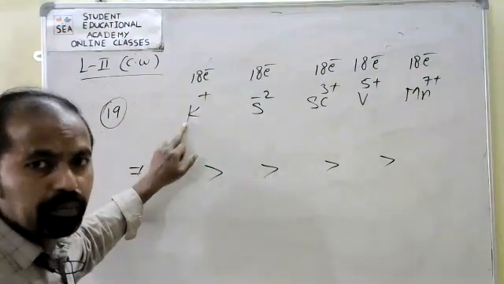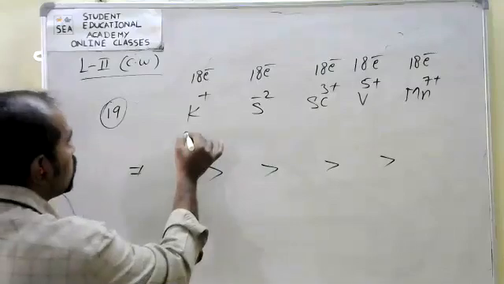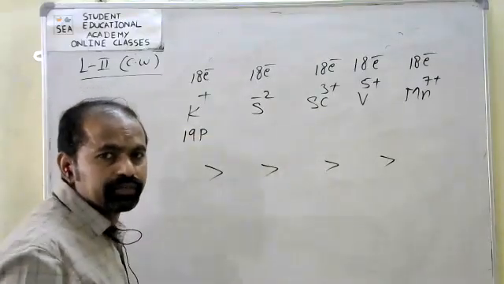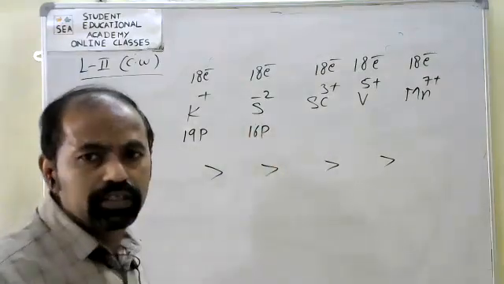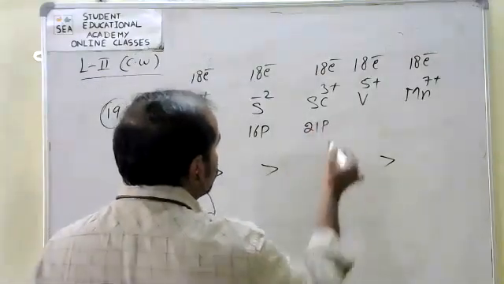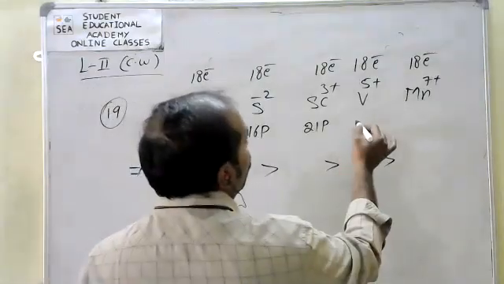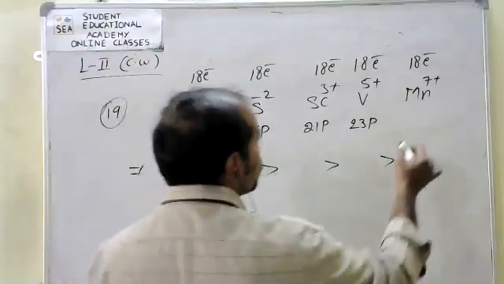So what about potassium protons? 19 protons. Sulfur protons? 16 protons. Scandium protons? 21. Vanadium protons? 23. Manganese protons? 25.